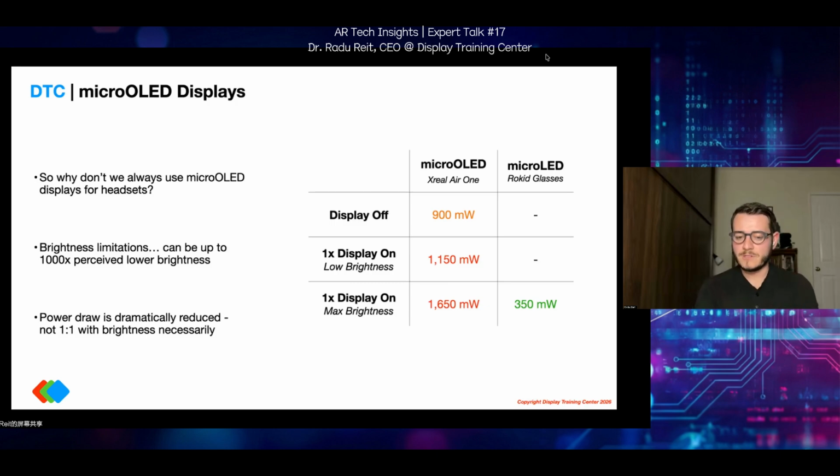What I think is really important to look at is the display off versus display on power consumption. It's important to remember that for these types of glasses, you tend to have 2 displays, not 1. So not only are we getting 750 milliwatts of extra power consumption for 1 micro OLED, you need 2. That's another 1.5 watts of power draw just to put the 2 displays onto your eye.